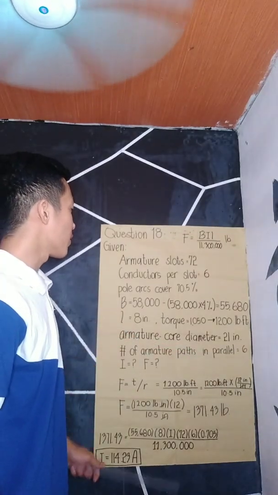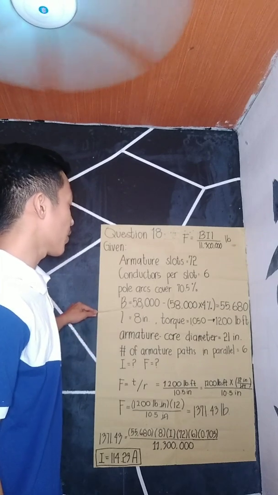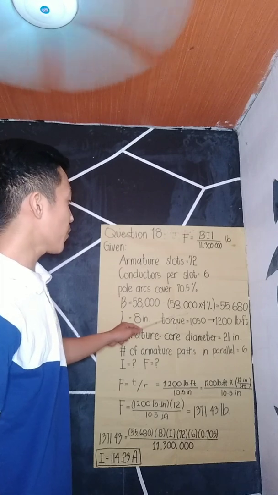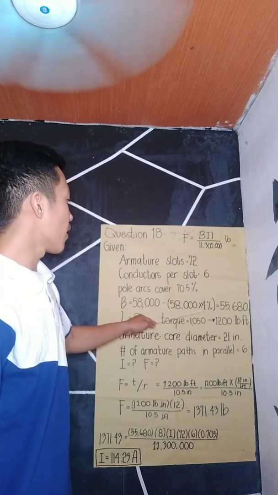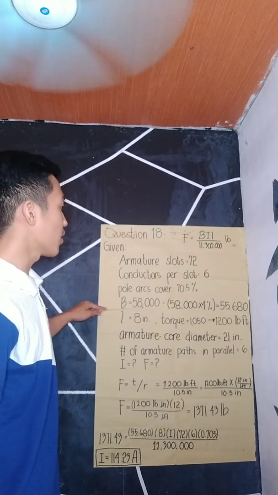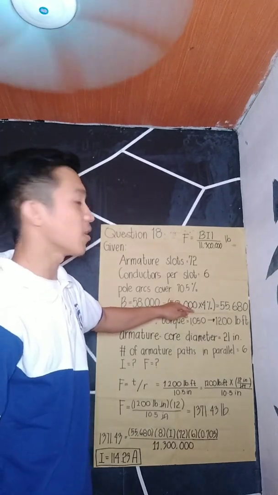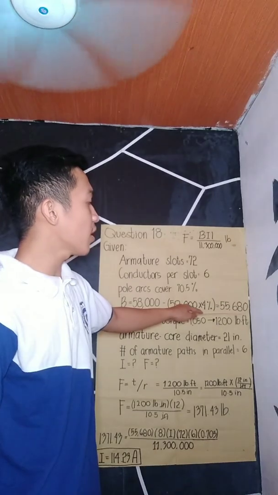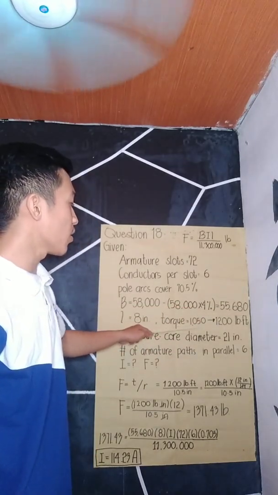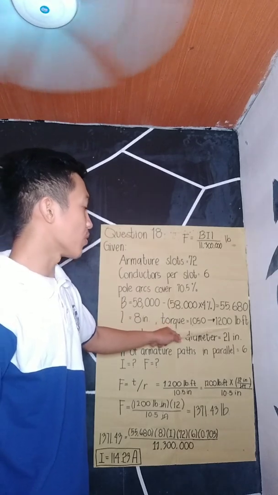Now in problem 18, flux density decreases by 4%. To get that, we multiply 58,000 by 4% and deduct it from the original value, which is 58,000. We now have the new value of flux density, which is 55,680 lines per square inch, and the torque increases from 1,050 to 1,200 pound-foot.